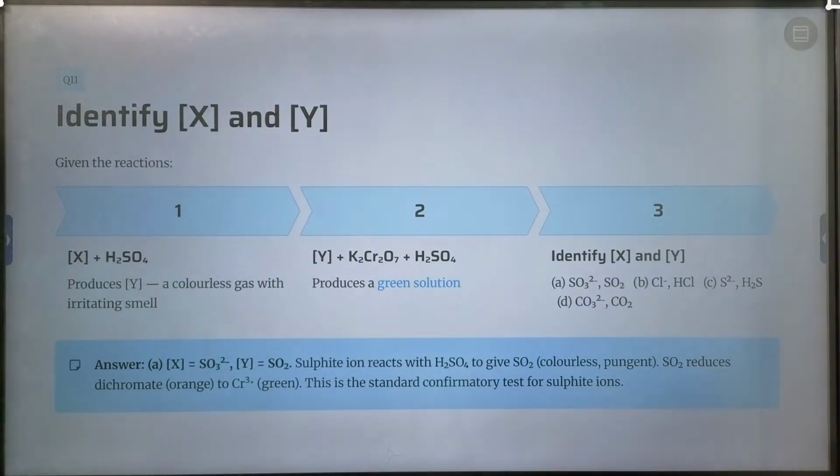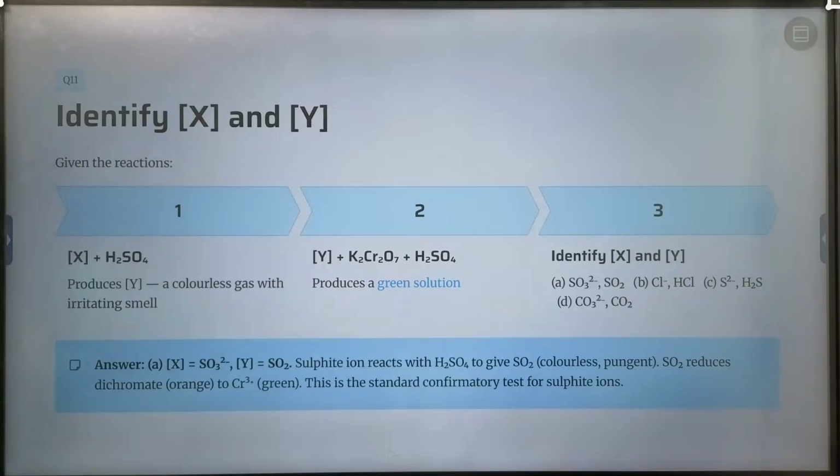You see, this X is a compound and you treat this with sulfuric acid. It produces a colorless gas with irritating smell. And second, you have Y. You treat that with potassium dichromate and sulfuric acid, you get a green color solution. Identify this X and identify this Y.